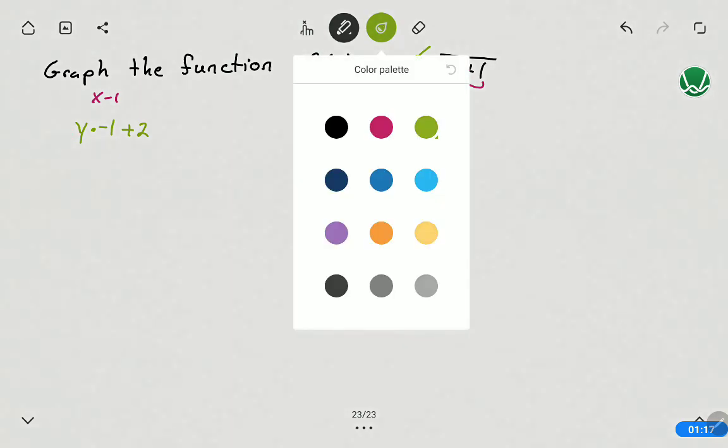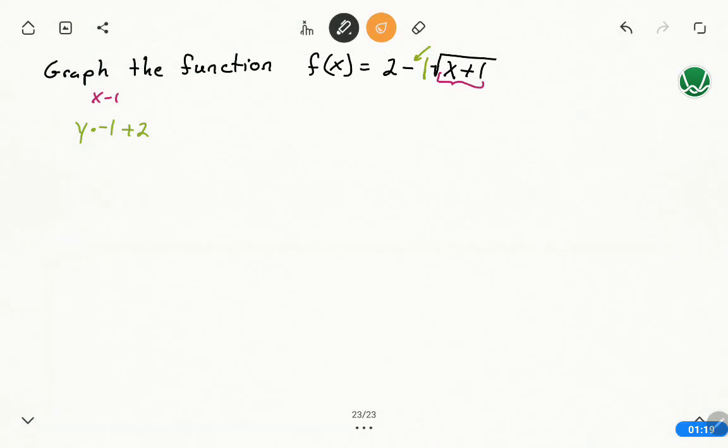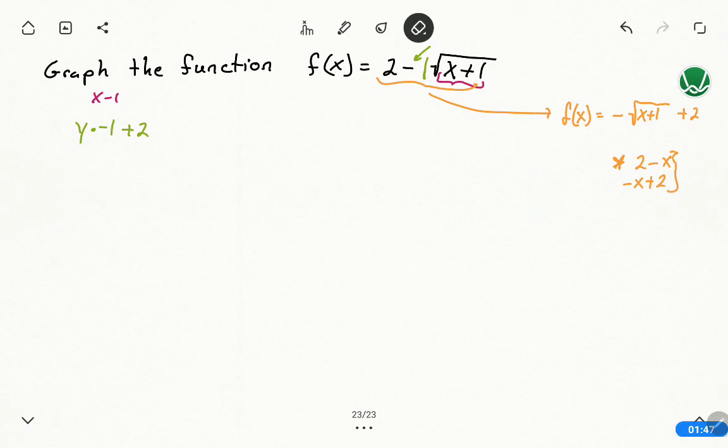Remember that you can always rewrite this equation if you are having a hard time looking at it like this. This is the same thing as f of x equals negative square root of x plus 1, plus 2. In the same way that you hopefully know 2 minus x is negative x plus 2. Those two things are the same thing. It's the same situation here, just with a radical, so it makes it a little bit more complicated looking.